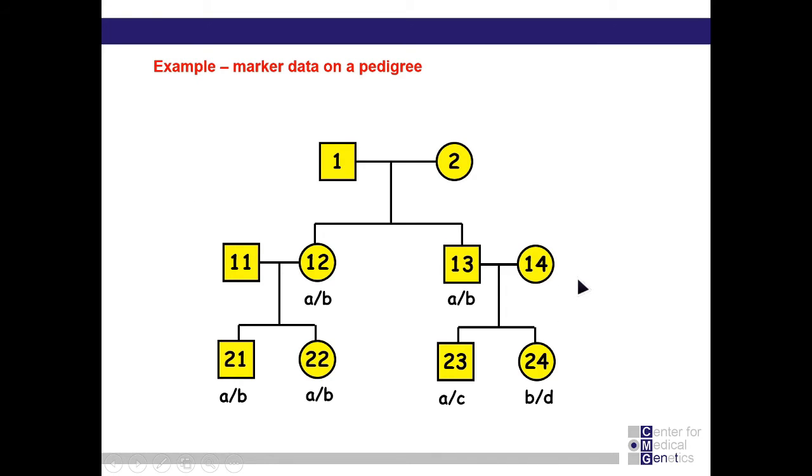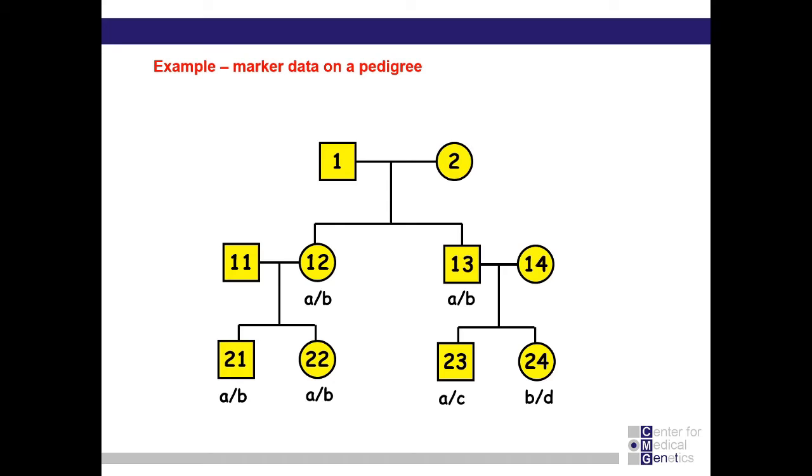So, marker data on a pedigree: you have 1, 2. Just imagine that there is a 0 behind the 1. So 0, 1 and 0, 2, meaning that they are the parents. Then 1, 1, 1, 2, 1, 3, 1, 4: generation 1, individuals 1, 2, 3, 4. Then 2, 1, 2, 2, 2, 3, 2, 4. They are all generation 2, individuals 1, 2, 3, and 4.